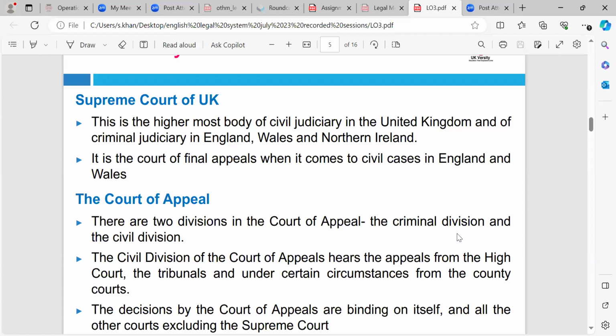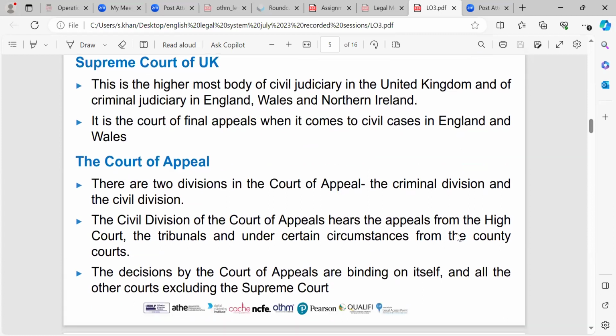Like its predecessor, the Appellate Committee of the House of Lords, it ensures the law is correctly interpreted and applied, and the legal limits on powers of public institutions are respected.